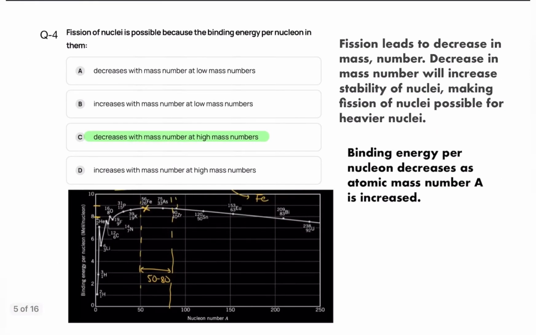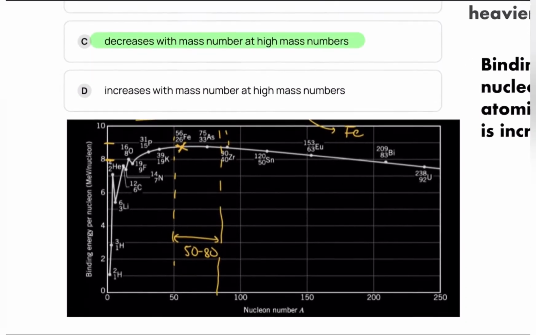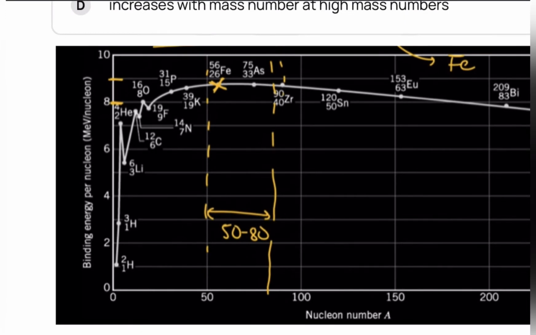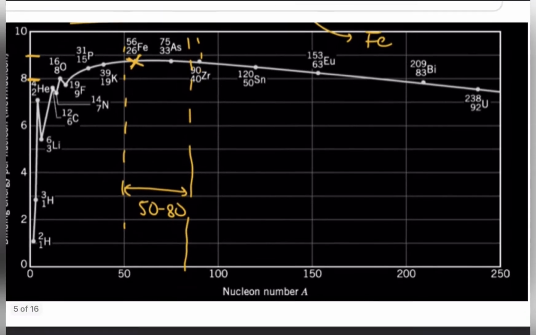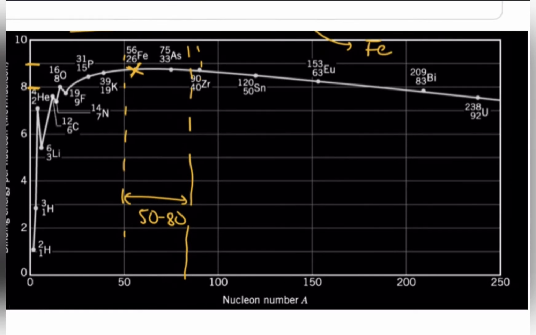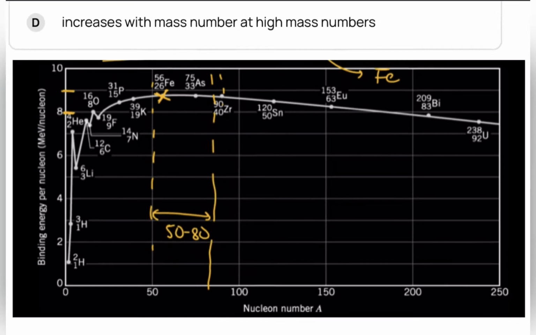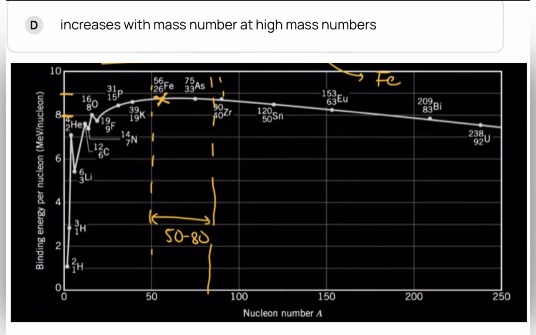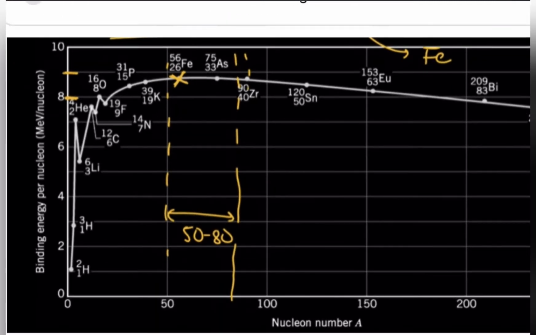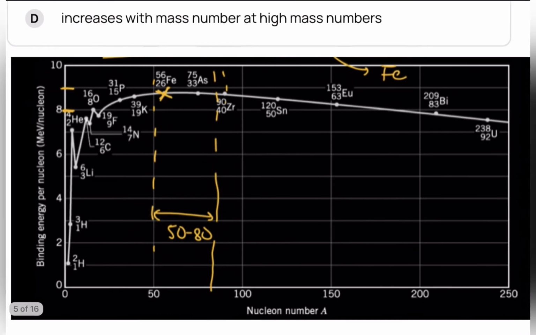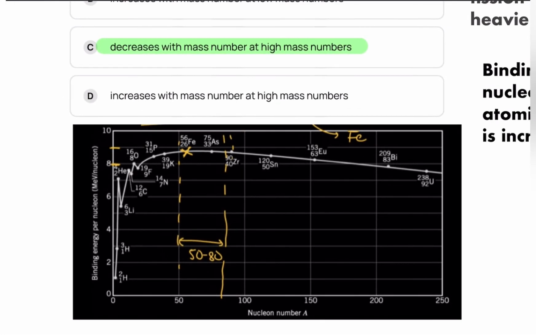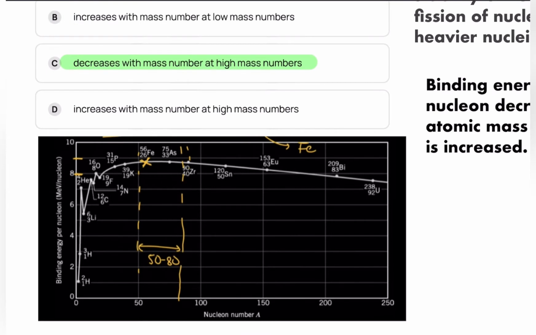Question number 4: the fission of nuclei is possible because of the binding energy per nucleon in them, that is, the graph of binding energy per nucleon. Nucleon is nothing but the number of protons plus neutrons in the nucleus. So binding energy per nucleon is given in mega electron volt per nucleon, and on the x-axis is the nucleon number, that is the atomic mass number, or protons plus neutrons, and on the y-axis it is the binding energy per nucleon. See the graph. First it is slightly increasing, then as we increase the atomic mass number, the curve decreases.